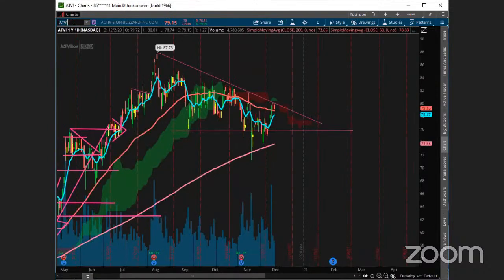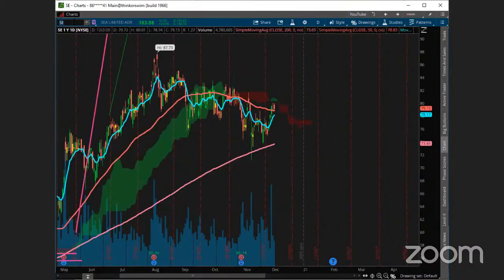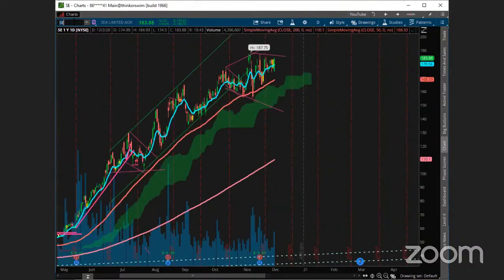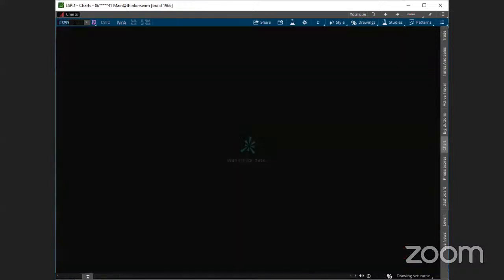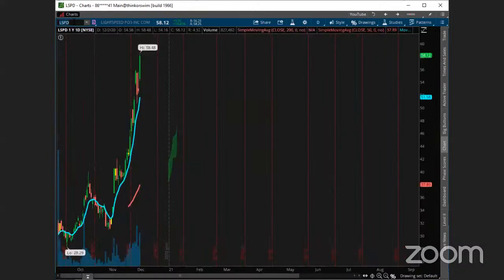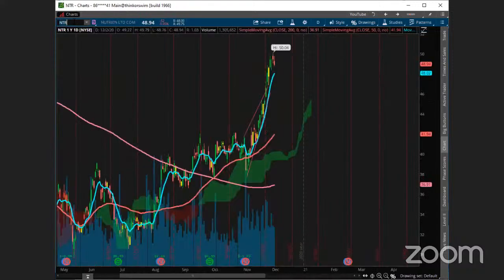The next, yeah, ATVI. You get an ATVI, just waiting for it to get out of the geometrical level on those. SE, again, same thing with this megaphone, just kind of chopping around there, but it is over the ADMA, so that's good. But it's nothing I would really mess with right here. And then Bluebird over the ADMA too, so I'm starting to get a little bit perky there. I know you mentioned that the other day, so that was a nice one too. And then LSPD, yeah, strong, nice move on that one, good find on that one there too. And then NTR, could be working on a bull flag, so let's see how that goes there.